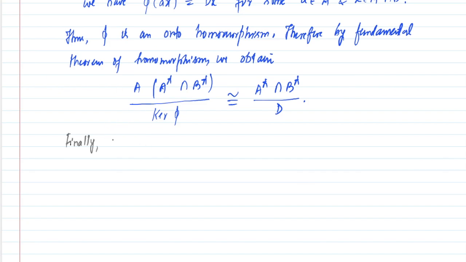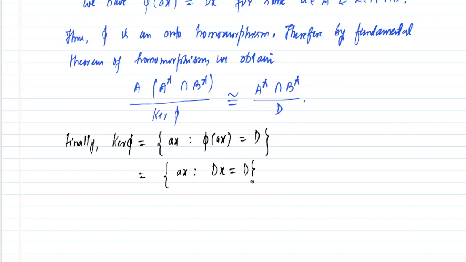So finally, this kernel of pi is equal to the set of elements ax such that pi of ax is equal to D. Now pi of ax must be equal to D because D is the identity of A star intersection B star divided by D. So this is defined as ax such that phi of ax, which is defined as dx, is equal to D. So therefore kernel of pi is the set of elements ax such that x belongs to D.